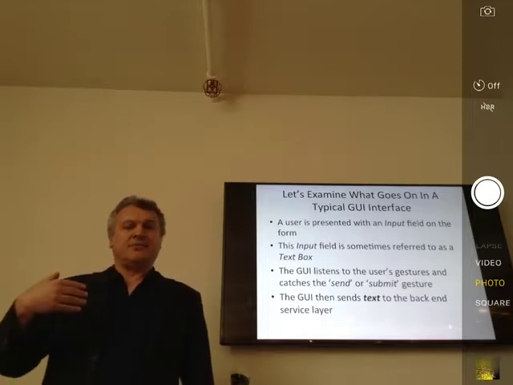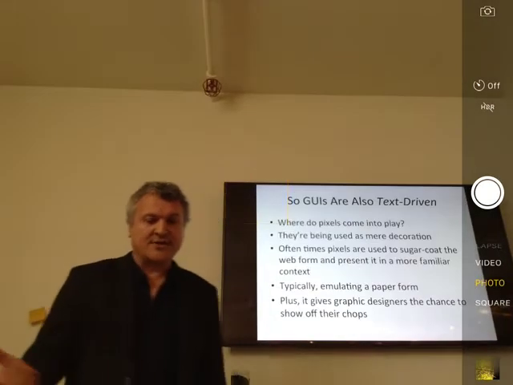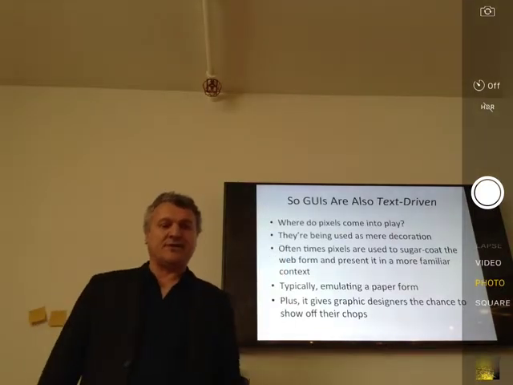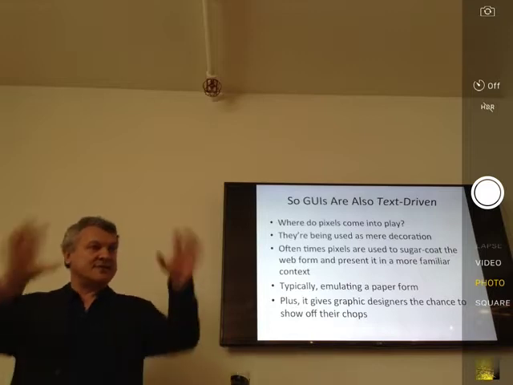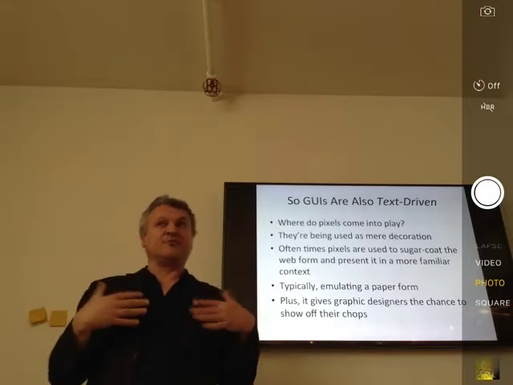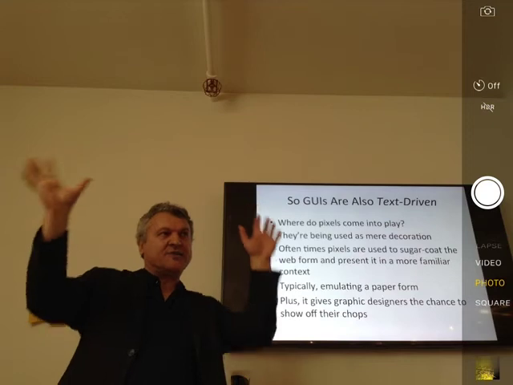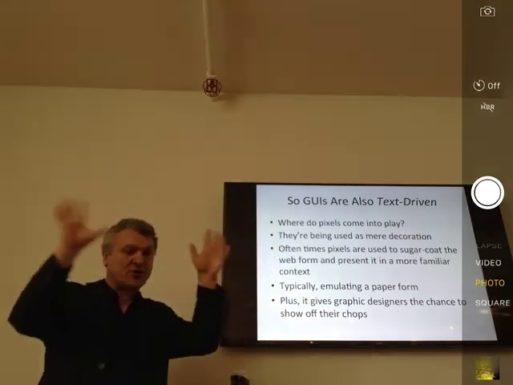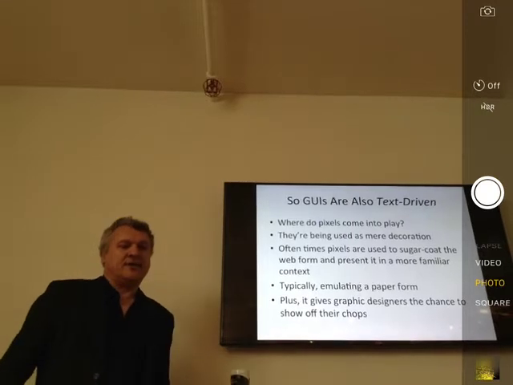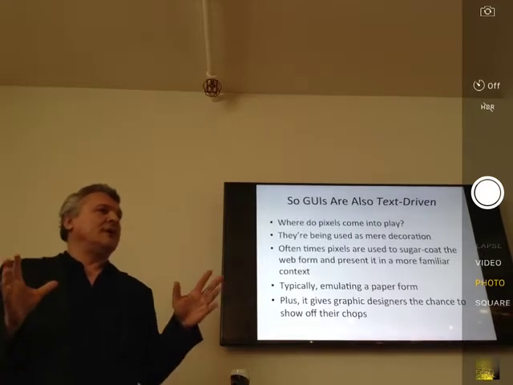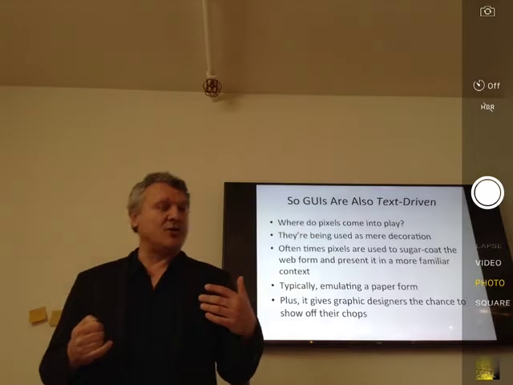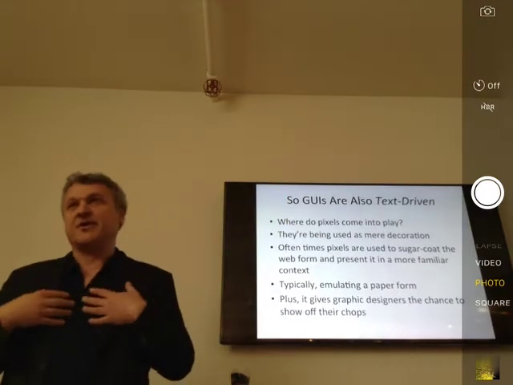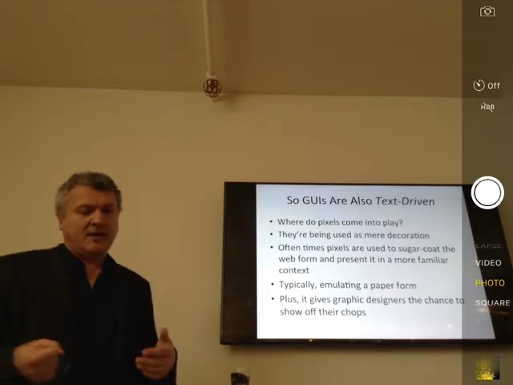So basically, GUIs are also text-driven, even though on the surface they look like all pixels. But in reality, the pixels are being used as decoration to appease the anxiety. People are nervous, oh, I don't know how to. Well, you have all these beautiful, pretty pictures that sugarcoat the form and present it in a more familiar context, such as resembling a paper form. Oh, all of a sudden I feel better. I understand what's going on.